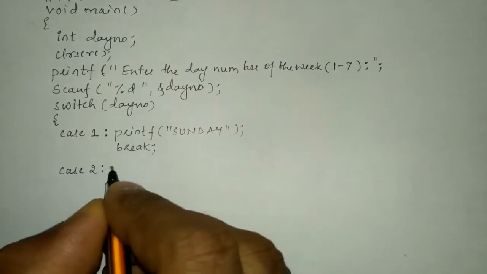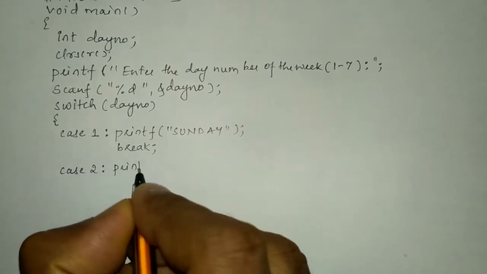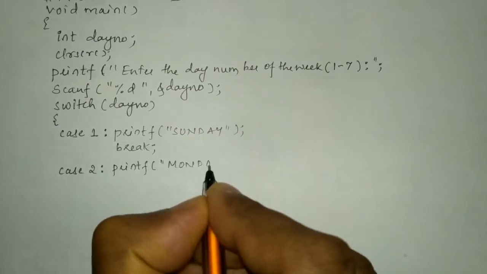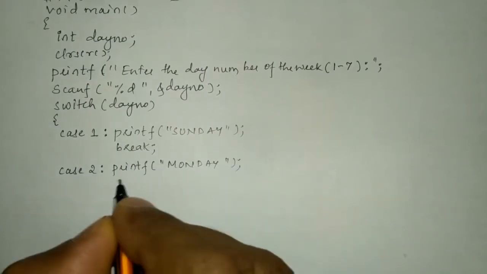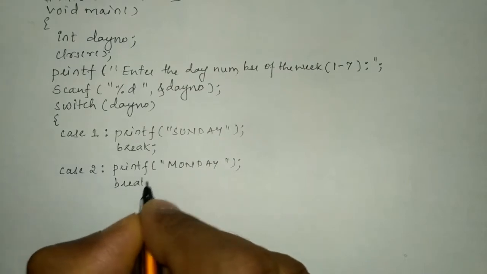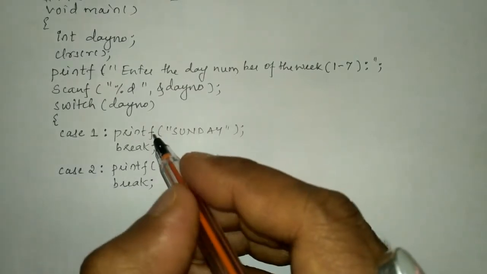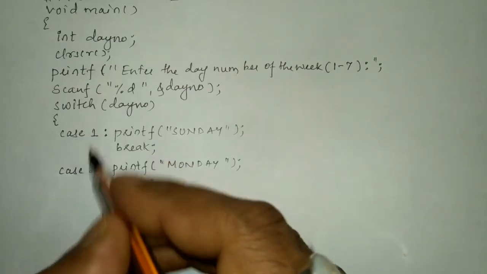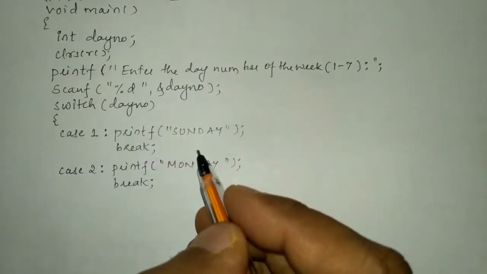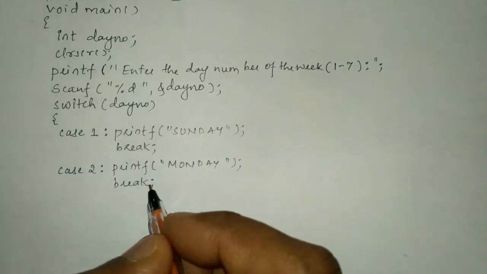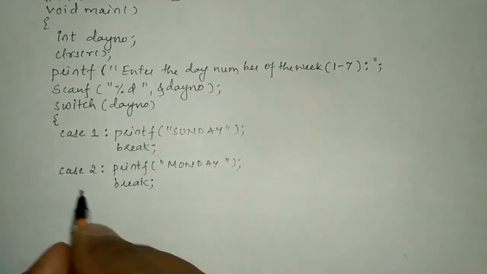So case 2 will write printf. Here I am going to write Monday, end the double quotation mark, put semicolon, write break. So what is going to happen if we do not write break? So all these statements which are present in all the cases will get executed. So in order to avoid that, we have to write break statement after every case.